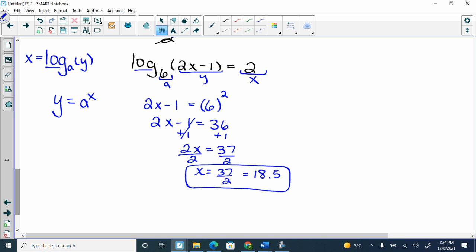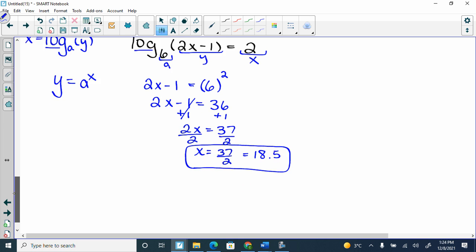Now with logs, you always have to plug it back in and make sure that you don't get a negative beside the log. That's the key thing too. So before I boxed it, I should have went up here and said 2 times 18.5 is 37. Minus 1 is 36. That's good. Right? Because you can get extraneous roots. You can get ones that give you an answer but don't work. Also, if you're y1, y2ing this, you'll know if you get an answer, right? You should be trying these every single time in your calculator to check them.